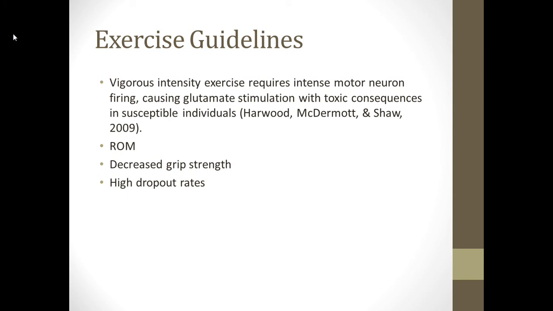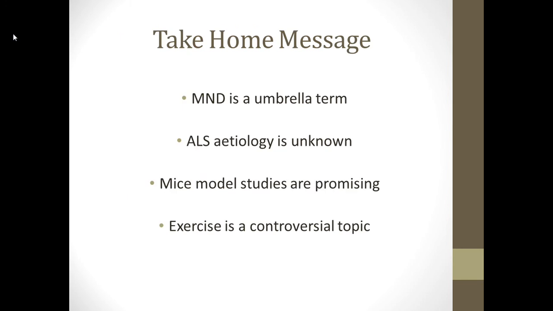What are our take-home messages from today? The take-home message from today is that motor neuron disease is an umbrella term. It's given to incorporate a variety of related neurodegenerative conditions into a single spectrum of disorders. Of these disorders, ALS is the most common. However, we're no closer to knowing the cause and what consequent treatments can be.